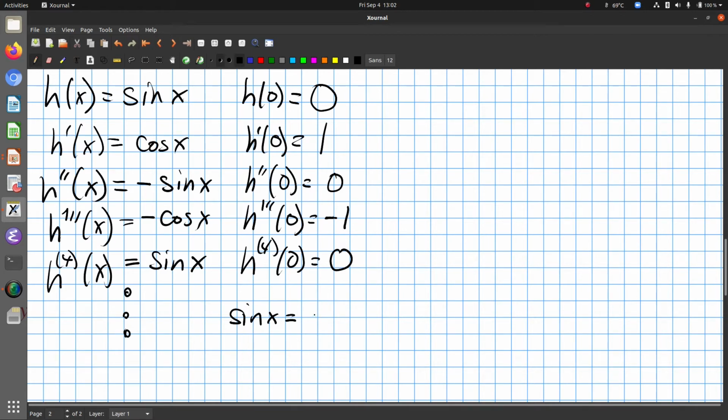The first term is 0. I'll leave it off. The second term is x. The third term is 0. The fourth term is minus x cubed over 3 factorial, which is 6. And then plus. And I think the pattern is pretty clear. You can pick up all of the odd degree terms. 5 factorial is 120. And then the next term is minus, and so on.